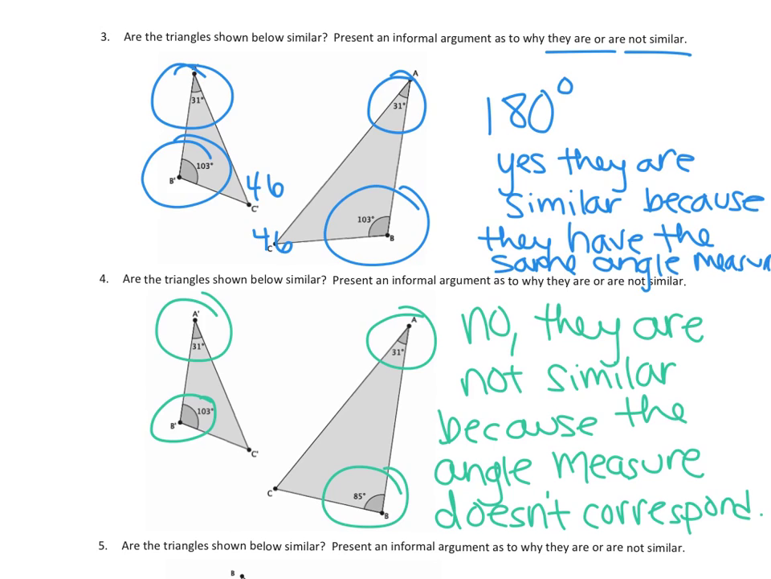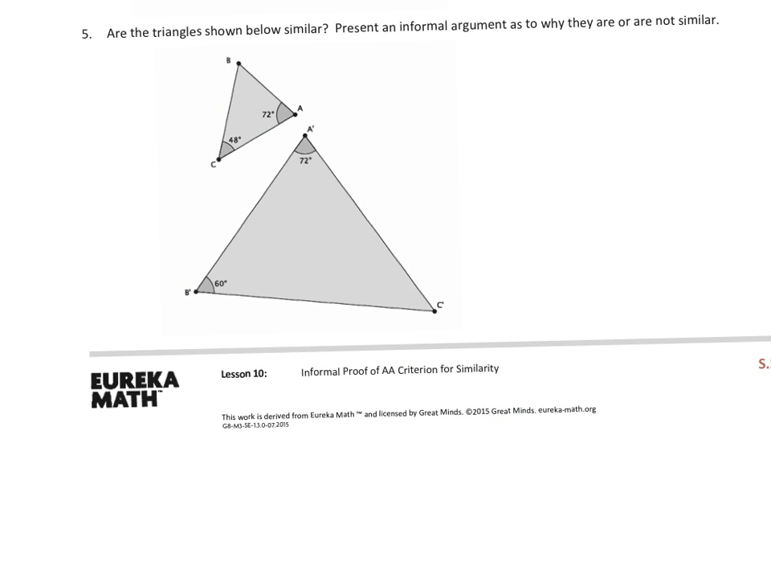Let's look at 2 more. All right, just kidding. We're going to look at 1 more. Are the triangles similar? Well, 72 became 72. 60 became I don't know what. And 48, I don't know, corresponds.